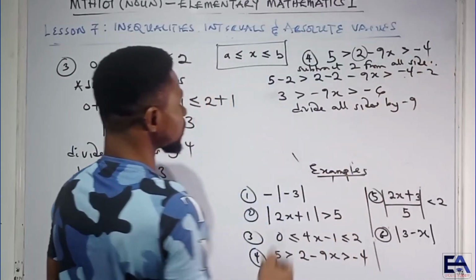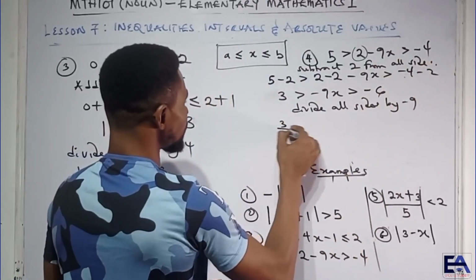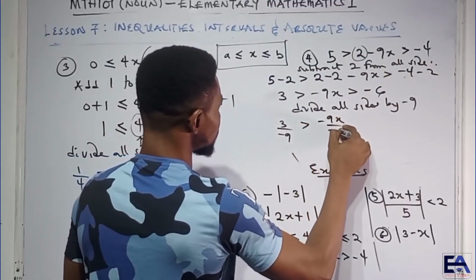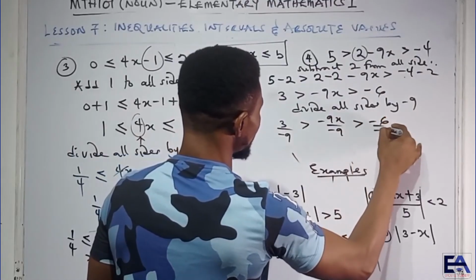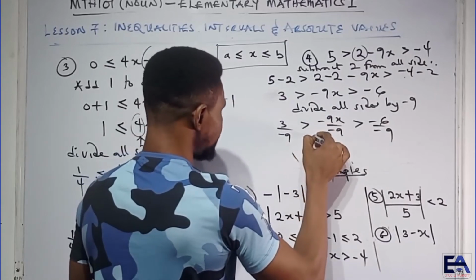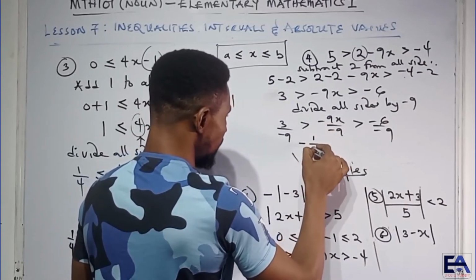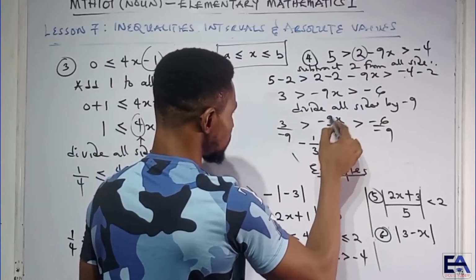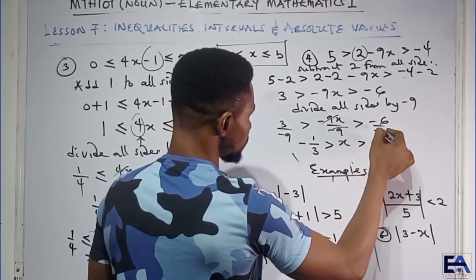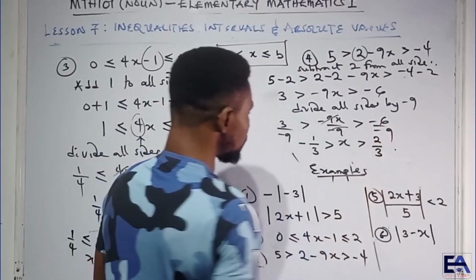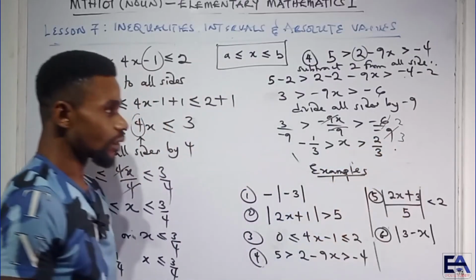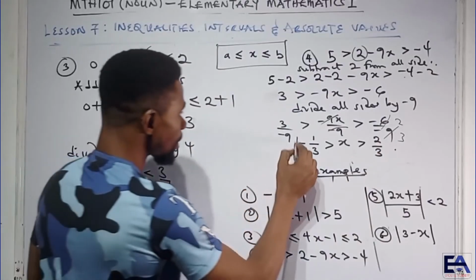Dividing all sides by minus 9 will give you 3 divided by minus 9, greater than minus 9x divided by minus 9, and then greater than minus 6 divided by minus 9. Okay, so final answer, we have minus 1 over 3, greater than x, then greater than positive 2 over 3. And so that is how we get it, because 3 goes in 6, 2, 3 goes in 9, 3. Okay, and so we have that result here.